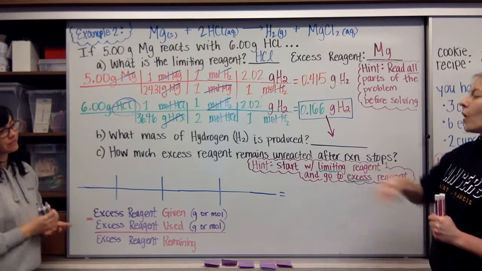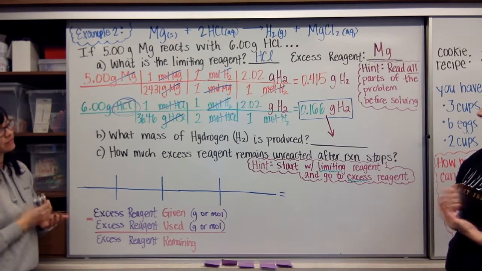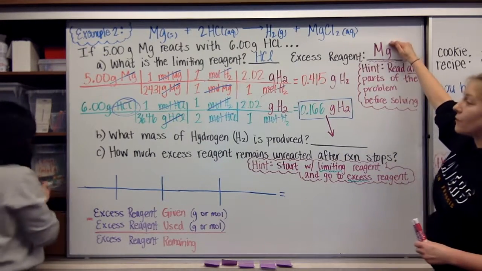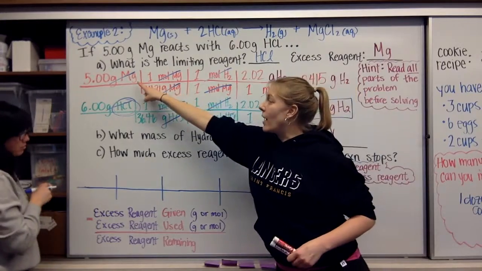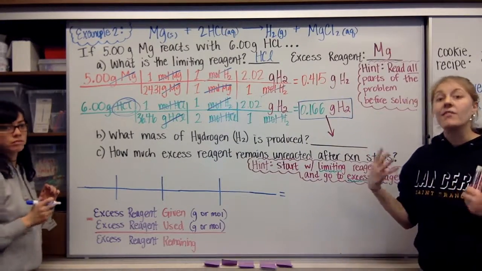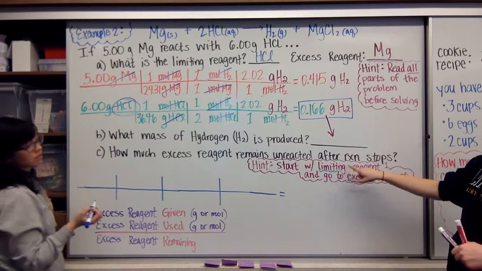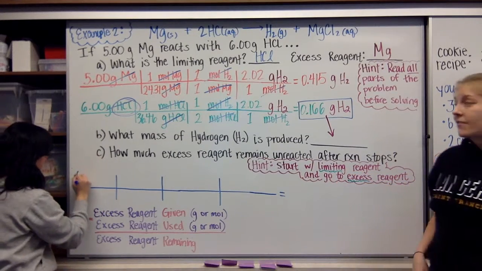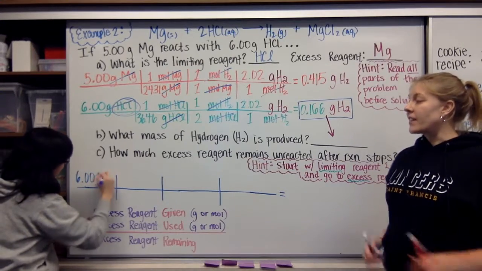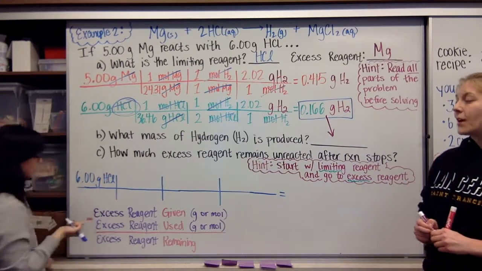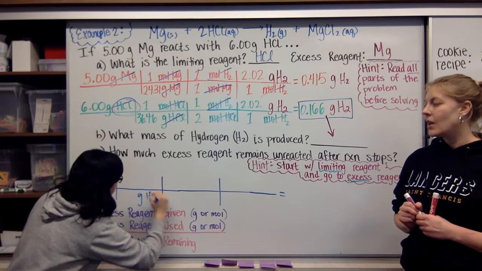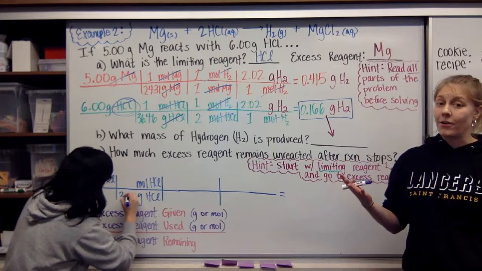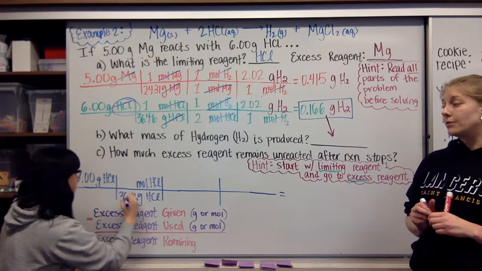Now, how much excess reagent remains unreacted after the reaction stops? So that's asking how much magnesium is left over. After we have 5 grams, how much do we actually use up? So what's left over? Our hint is start with the limiting reagent. Remember, always start with the limiting reagent once we know what that is, and go to the excess reagent. So 6 grams of HCl goes on top. Grams of HCl goes on bottom. Moles of HCl on top. Molar mass of HCl is 36.46 for every 1 mole.